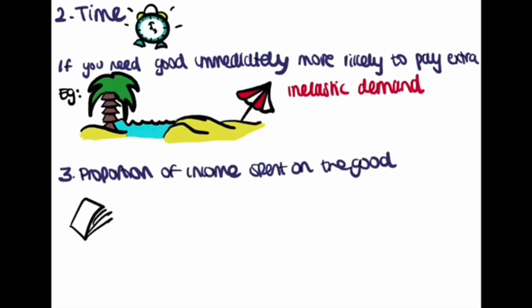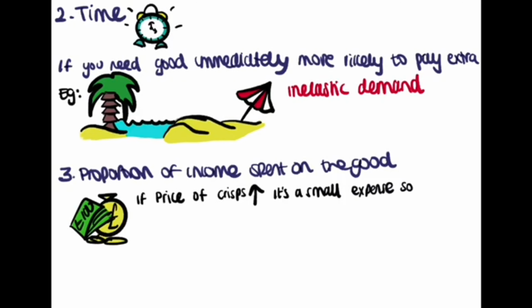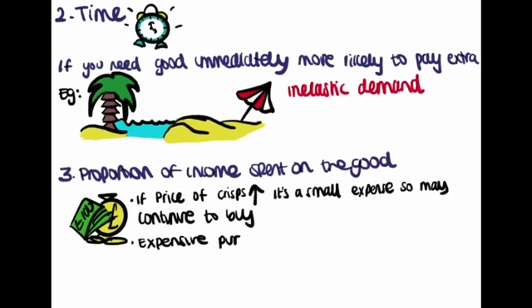Another factor is the proportion of income spent on the good. If the price of crisps increased, you may be okay with this because it takes up a small proportion of your income. On the other hand, if the good took up a larger proportion of your income, you may have more elastic demand.